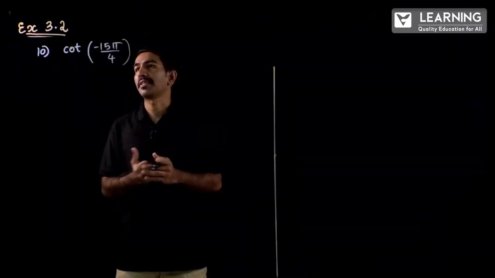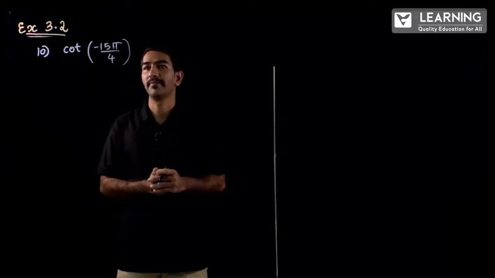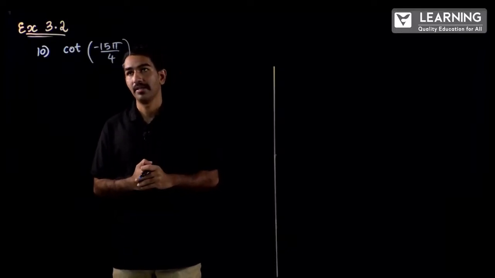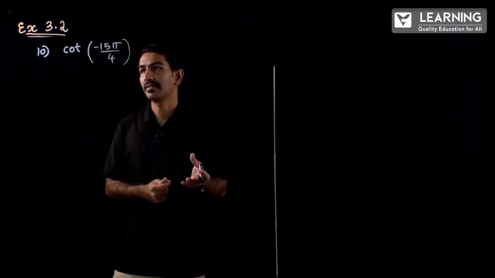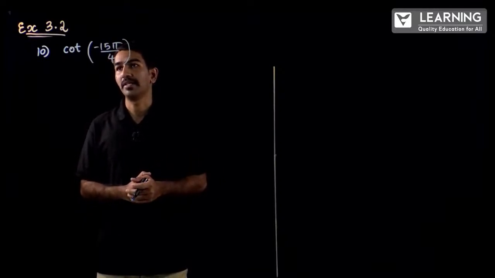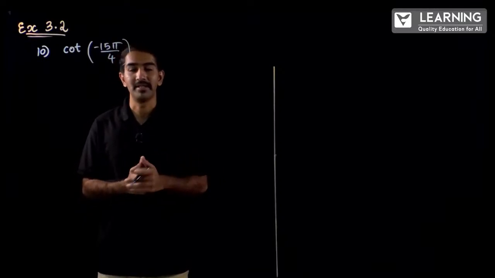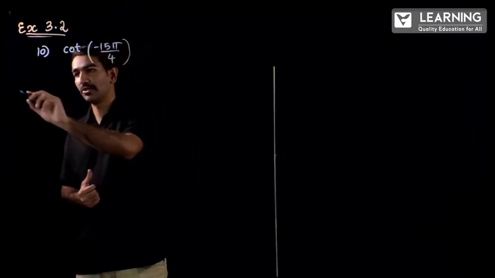So the last problem of exercise 3.2. Cot of minus 15 pi by 4 radians they have given. Another system of measuring angles is radians. Another is degrees, another one is grades. The relationship between grades, degrees and radians we have also discussed, students, in the synopsis. Hope you remember that. Now starting with the solution, students.